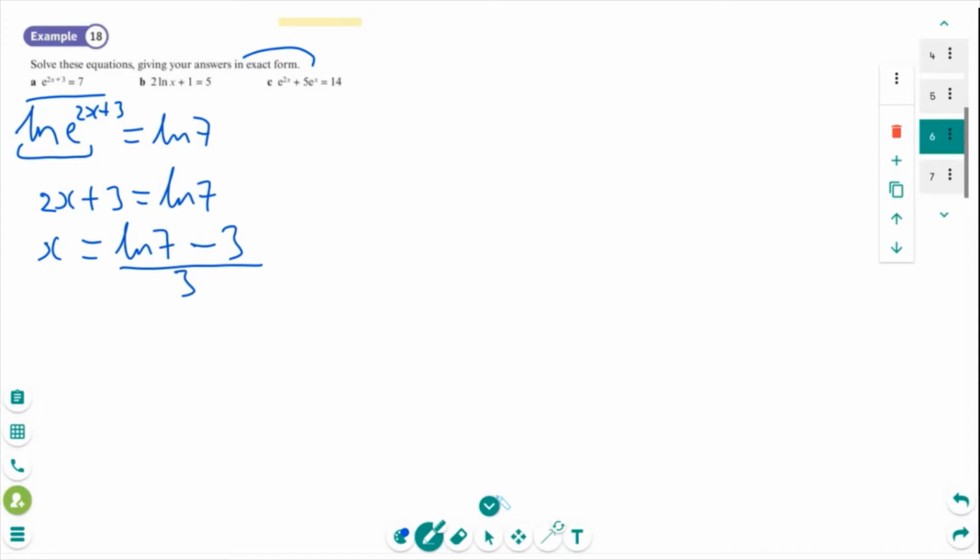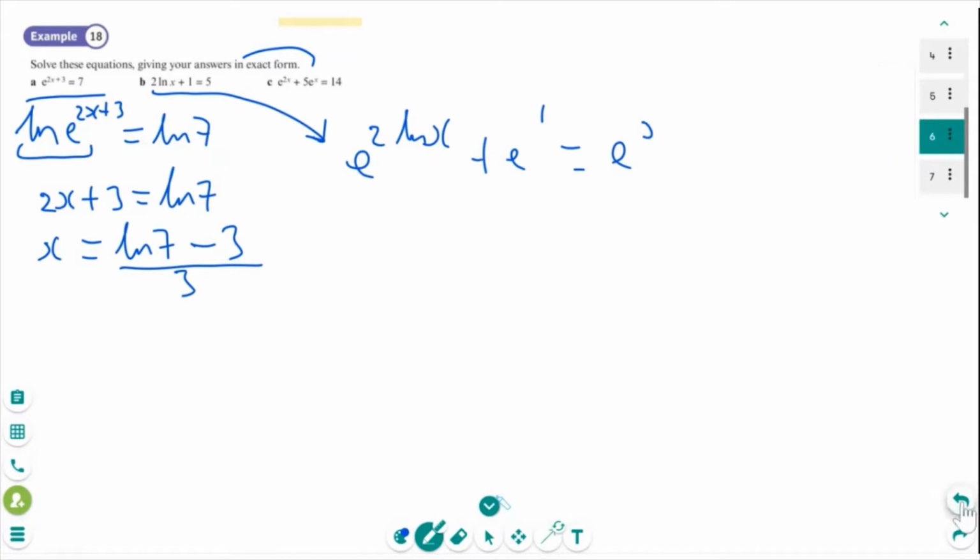Next one. Here you need to watch out. You can't e anything yet. You can't do this. If you do this, this is just bad. You can't just do that, I'm afraid. So you need to isolate the ln term first. You need to do some rearranging first. So you can write that as 2 ln x, take away 1 to get 4.